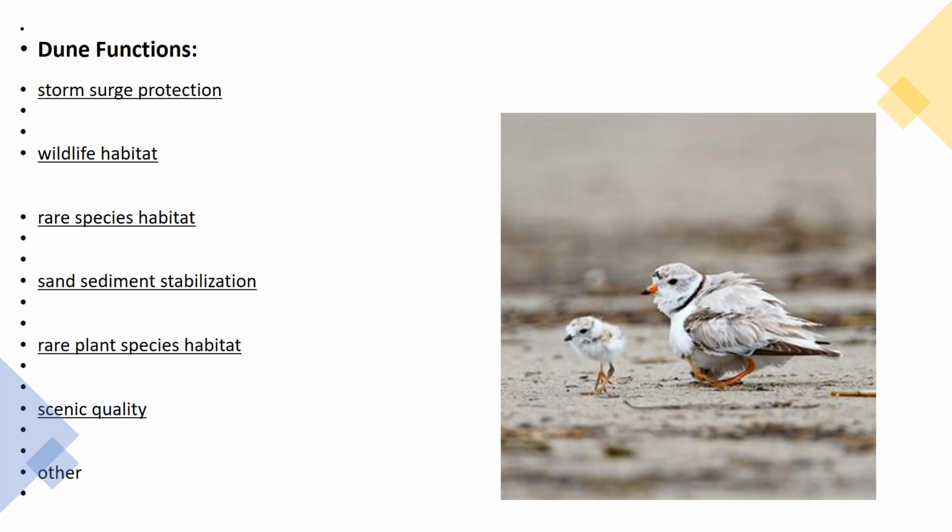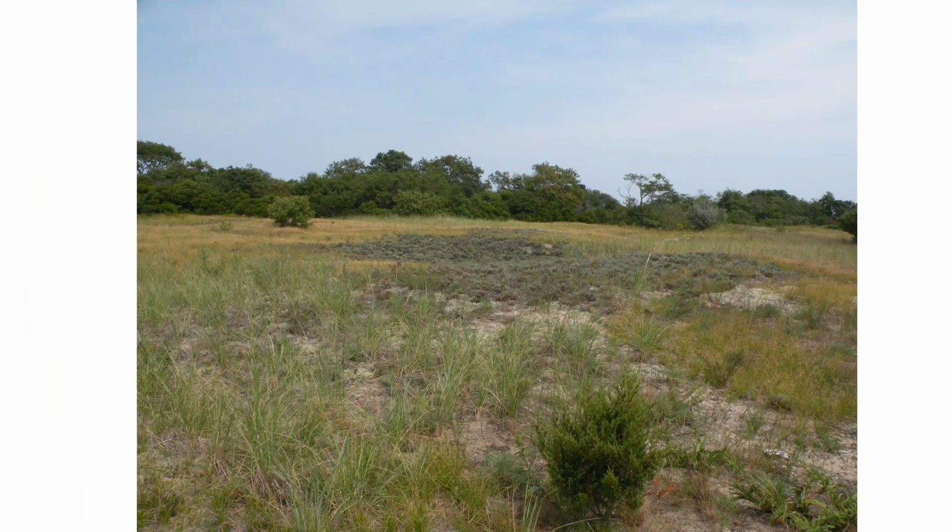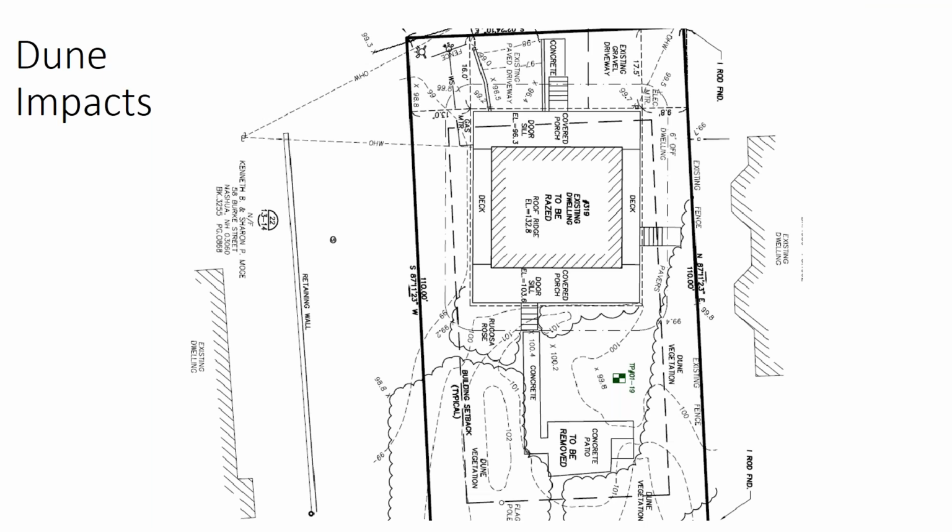Obviously, wildlife habitat. Some of the functions we're looking at are storm surge protection, habitat, rare species habitat, sand and sediment stabilization, and rare plant habitat and scenic quality. Next slide. This is just a picture of dunes. Next slide. This is just the back dune, which is much more diverse with a maritime forest, things like Hudsonia or heather, all mixed in. So this would be considered extremely diverse dune habitat.